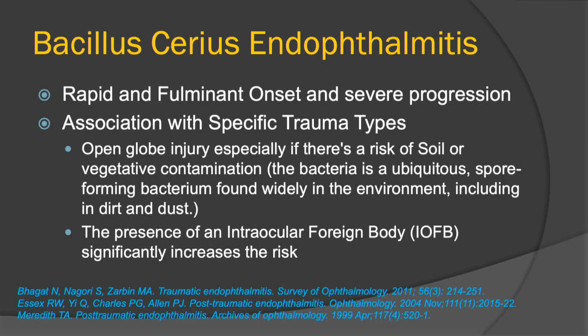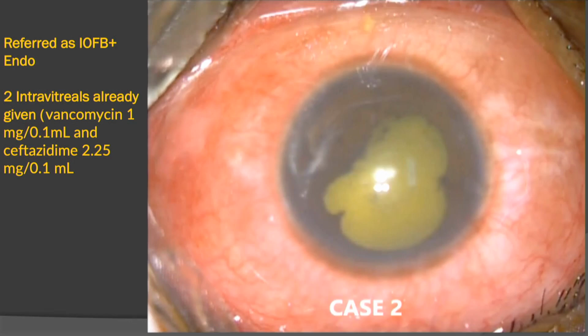Now, Bacillus cereus is an organism we need to consider in these situations, especially when you have an intraocular foreign body inside, especially when you have an injury in a rural setting, etc. Here the endophthalmitis will be of rapid and fulminant onset, and you need to intervene immediately with a complete vitrectomy. And the presence of an intraocular foreign body significantly increases the risk of this particular type of endophthalmitis.